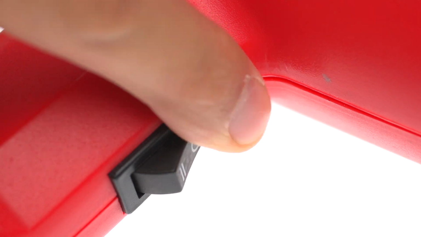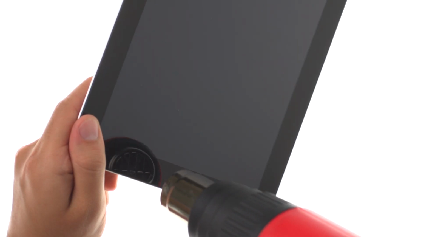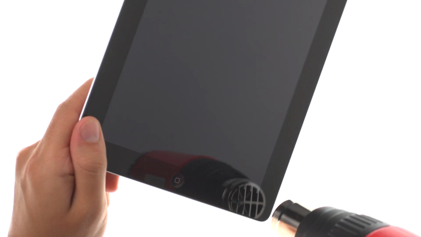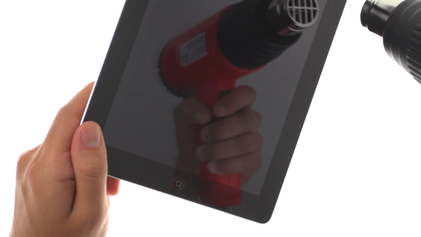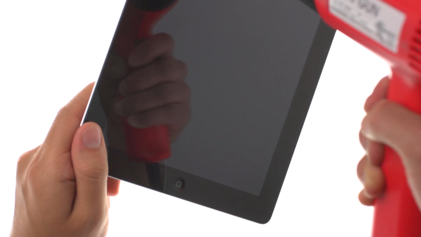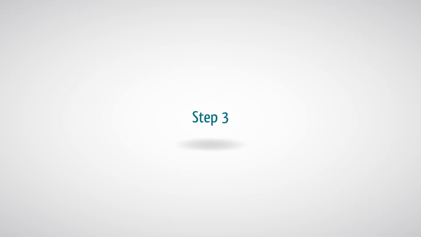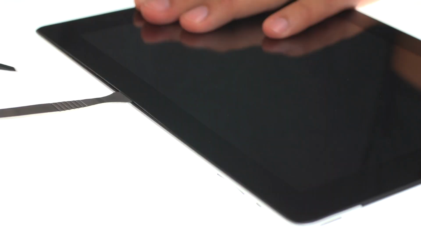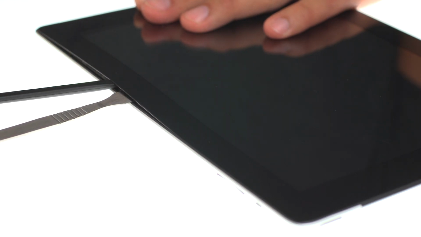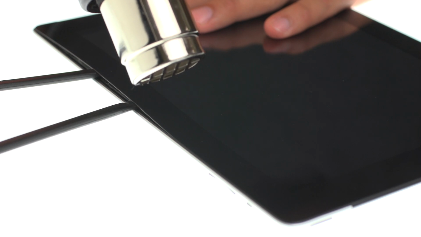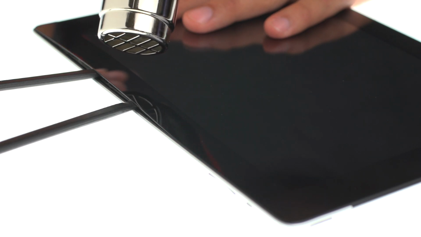Use heat gun at the low heat settings. Heat the glass for about 60 seconds. Insert metal pry tool between the front glass and the plastic bezel. Use spudger. Start prying off the glass on the right side of the iPad and work your way around. If the adhesive is difficult to separate, use heat gun and heat the glass again as necessary.